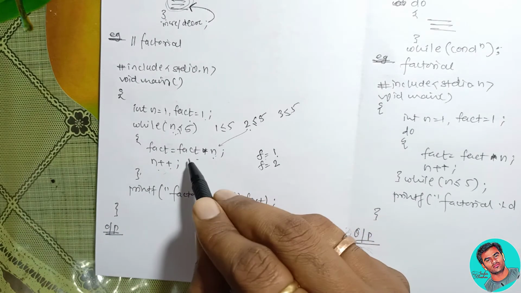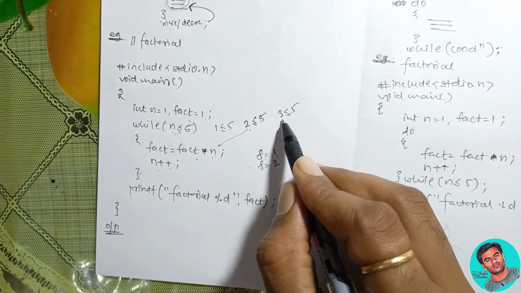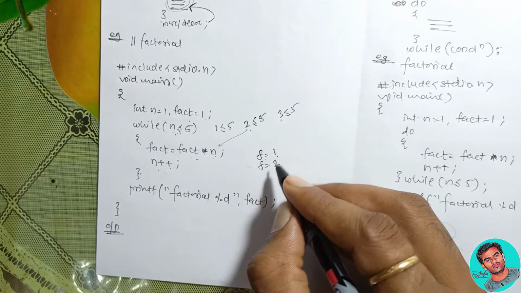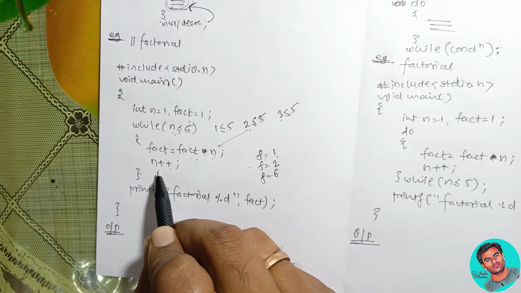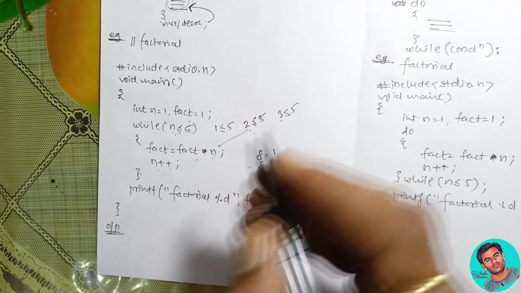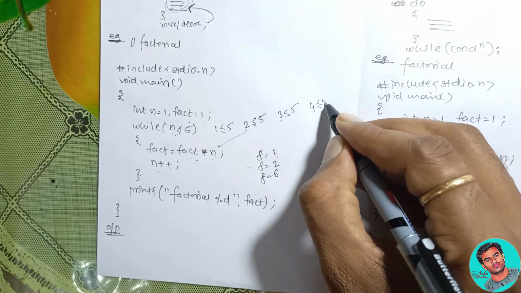Okay, so now the value of fact is 2, and the value of n is 3. So 3 multiplied by 2, the value of f becomes 6 here. Then n++ again. So the value of n becomes 4, which is less than or equal to 5.